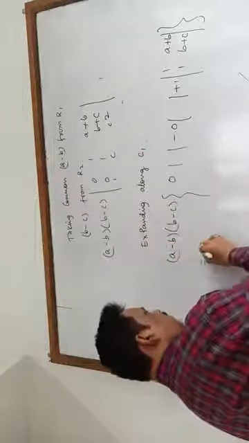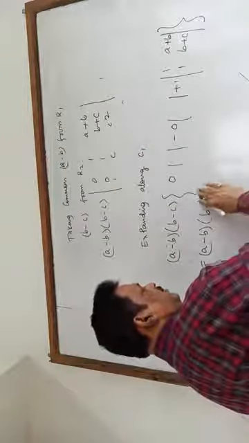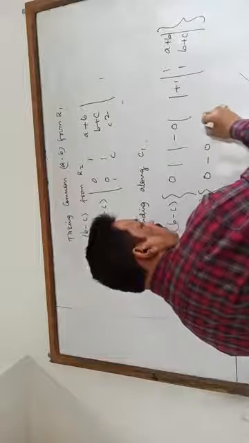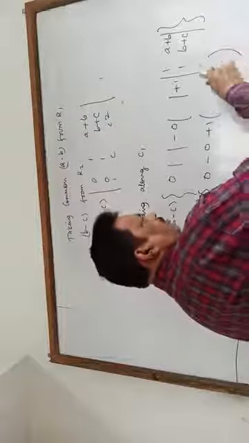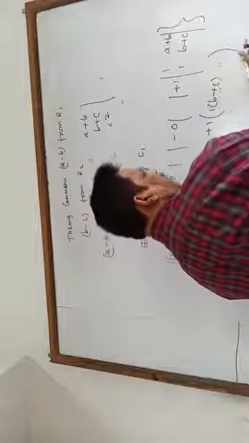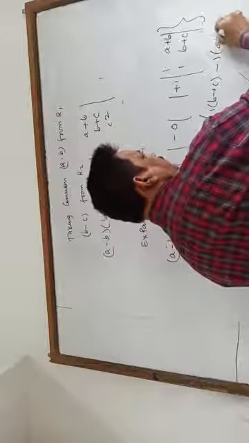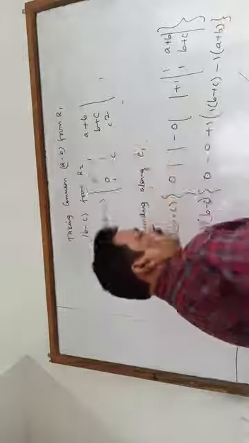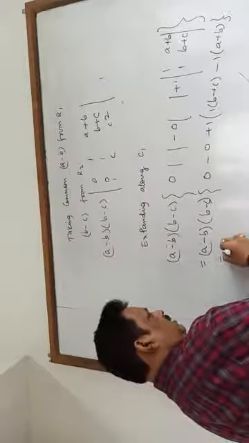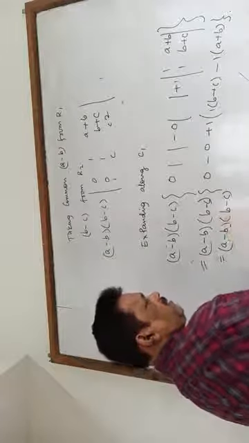So that will be a minus b, b minus c, 0, 0 plus 1 into this, 1 into b plus c minus 1 into a plus b. So the last line, it is a minus b, b minus c.